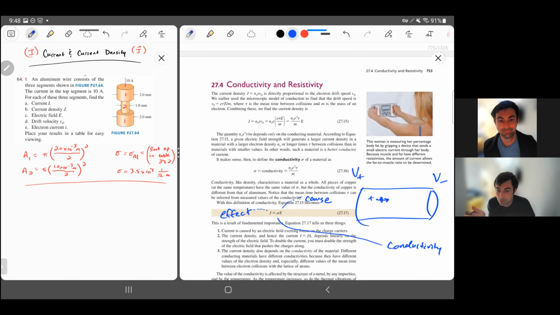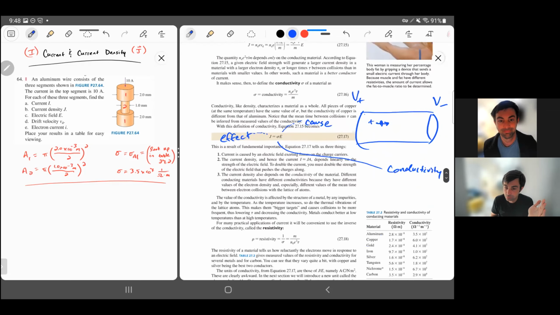Like for copper, pretend you set up an electric field of 100 volts per meter. So you're setting that up in a bunch of different materials. For copper, you can get a really big current based on that. It has a really high conductivity. For insulators, or for nonmetals, you set up the same electric field and you hardly get any current at all. They have really low values of conductivity.